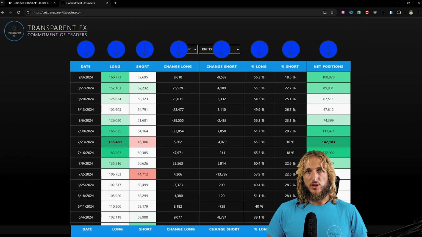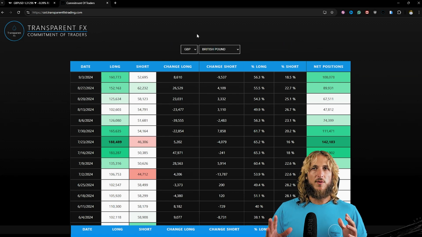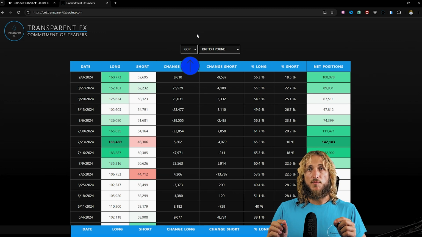Now, if we go and see what we have when it comes to the commitment of traders, so what hedge funds and the big players in the market are doing, and we check the data precisely for the GBP, we have to keep in mind that if we're looking at the data for the GBP, we are actually already looking at GBPUSD because all currencies on the spot are traded against the USD.